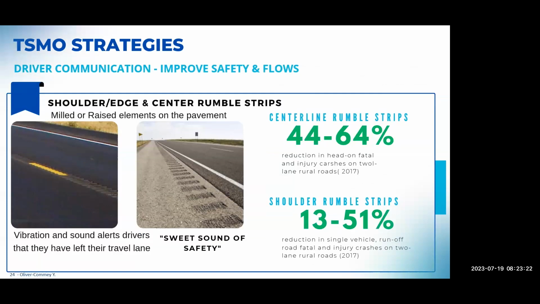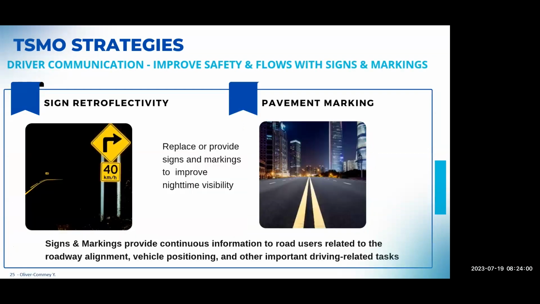The other thing we've done quite successfully is to use the shoulder lane or the center line rumble strips. What we do is just have the milled or raised elements on the pavement, either in the middle to separate the opposing traffic or on the shoulders. We like to call it the sweet sound of safety, because when you hit that, you will hear it. Your car vibrates and you literally hear it. So if you were sleeping, you will wake up. And we've had success because we've really been able to improve crashes in rural areas where people were either taking long drives or couldn't see properly and were getting out of their lanes.